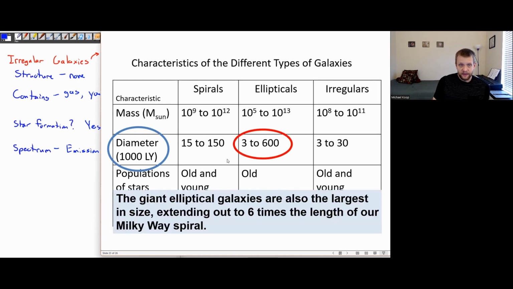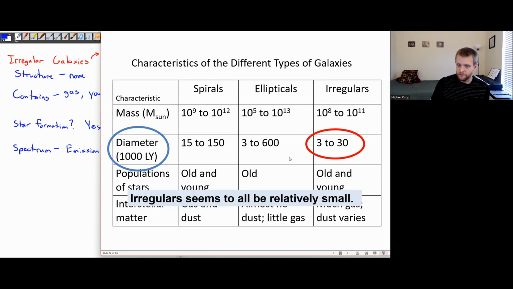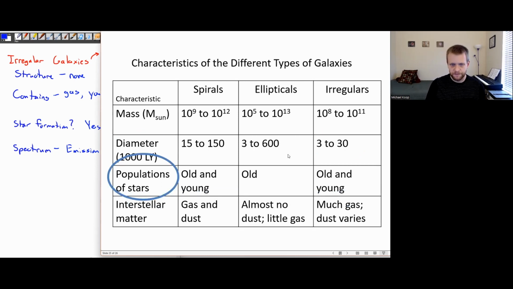Elliptical galaxies, again, those giant elliptical galaxies are also the largest of the galaxies that we see. They are the highest mass galaxies, but they're still pretty rare. Irregular galaxies are on the slightly smaller end of this scale. Not ridiculously so, but a little bit smaller.